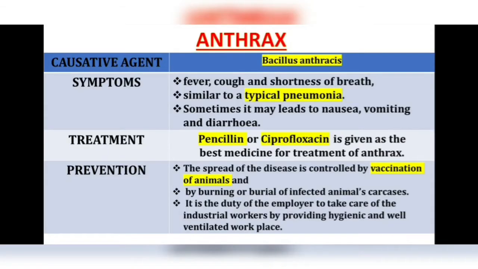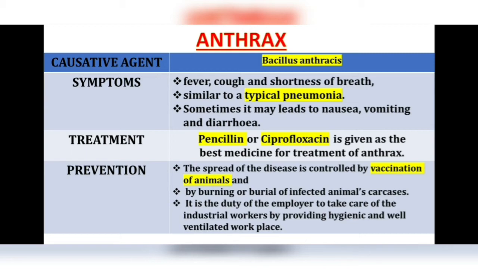Let's see about the disease anthrax. Anthrax is caused by Bacillus anthracis by handling contaminated animal hair and contact with the livestock during hair processing. The symptoms are fever, cough and shortness of breath, similar to a typical pneumonia. Sometimes it may lead to vomiting and diarrhea. Penicillin or ciprofloxacin is given as the best medicine for treatment of anthrax.